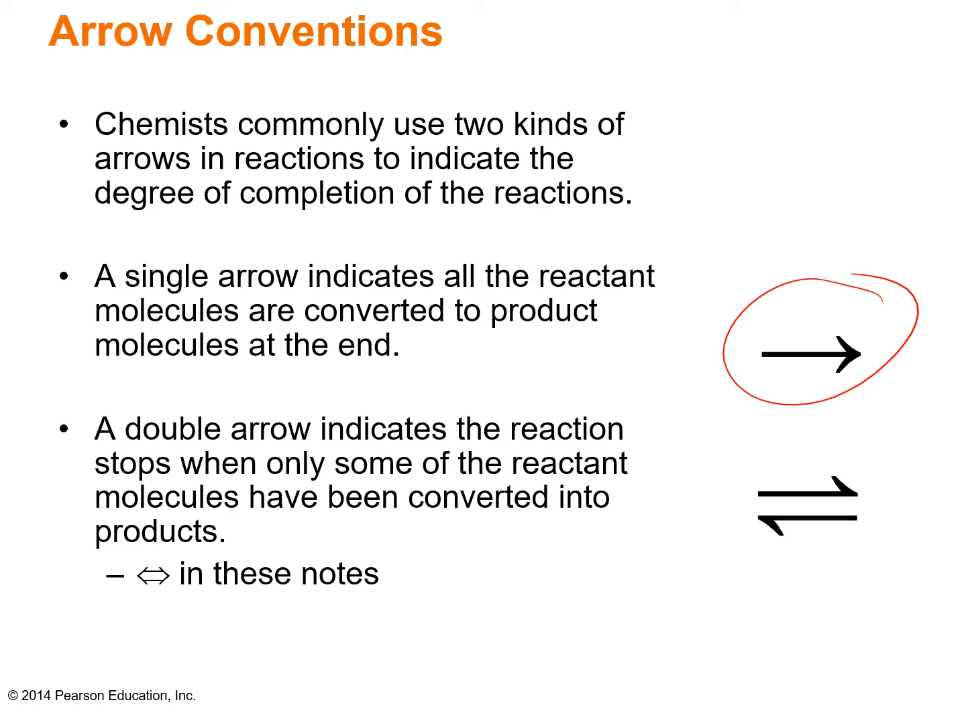The new arrow that we're going to become accustomed with is the double arrow. The double arrow indicates the reaction stops when only some of the reactant molecules have been converted into products. In other words, we have both directions taking place. We have reactants becoming products, and then we have products reacting with one another to form reactants.